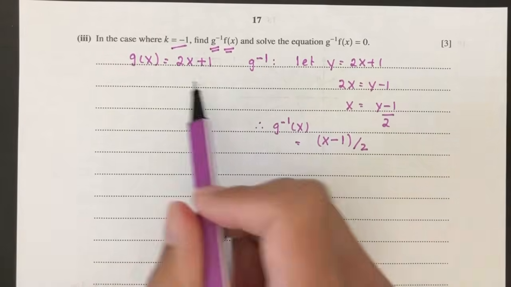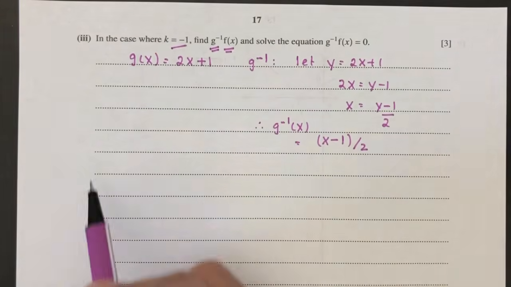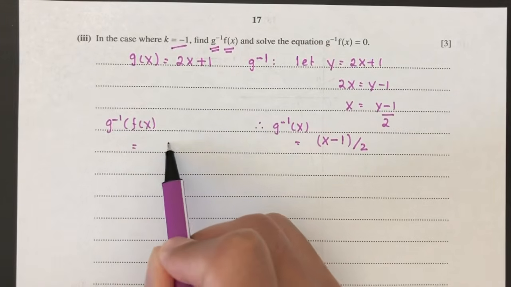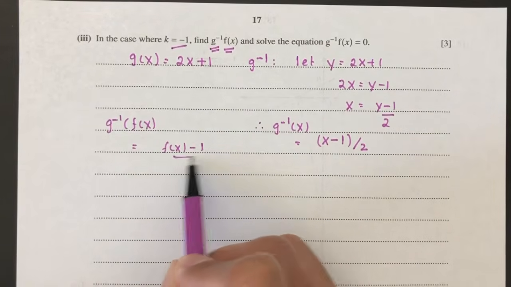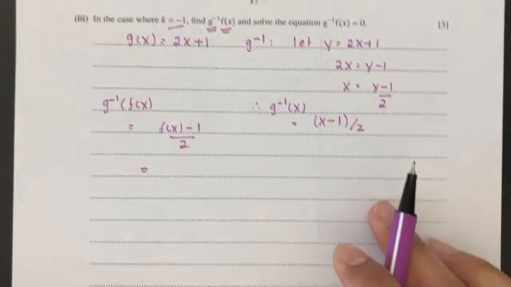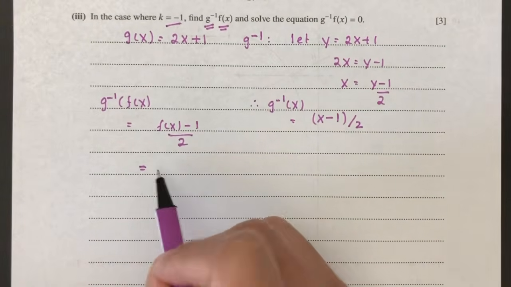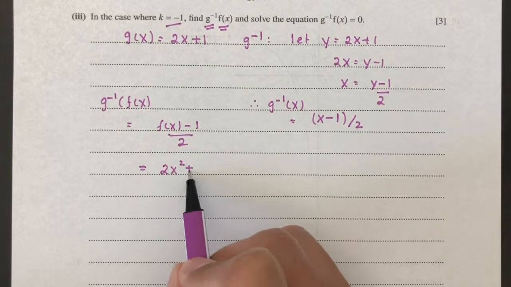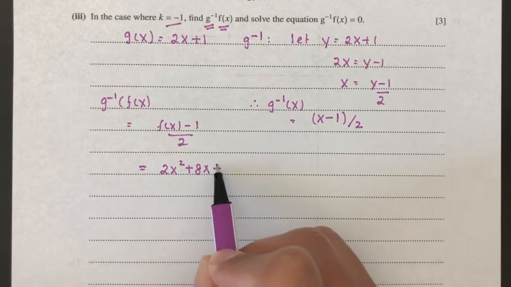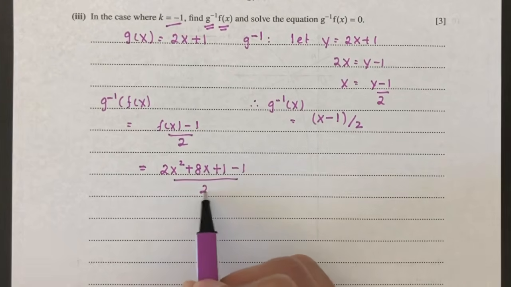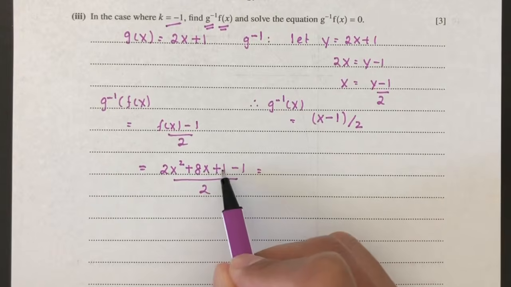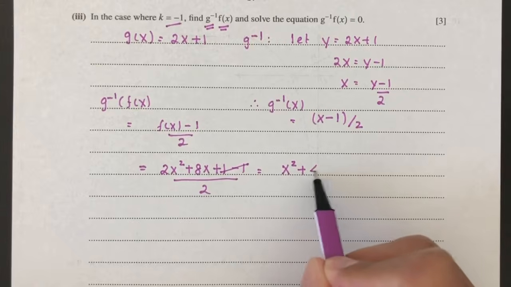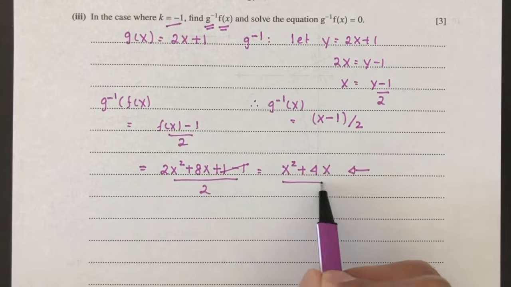So let's see what's next. We have to find g inverse of f of x. So g inverse of f of x is equal to f of x minus 1 over 2. So what is f of x? f of x is given, we know from the question, it is 2x squared plus 8x plus 1 minus 1 divided by 2. That will be, the 1 goes away, divided by 2, that will be x squared plus 4x. So this will be your answer.